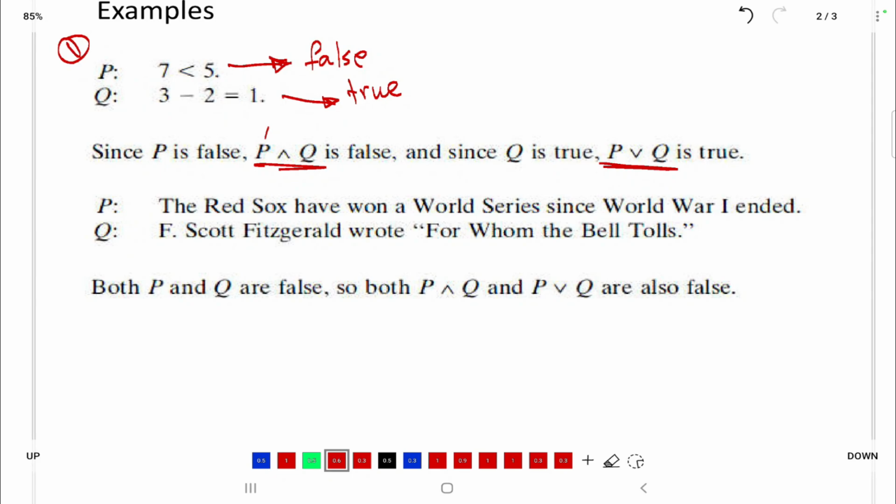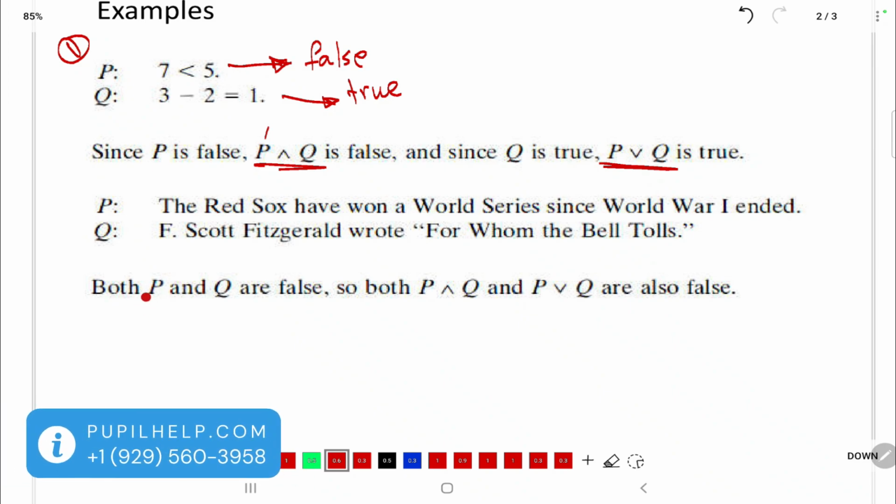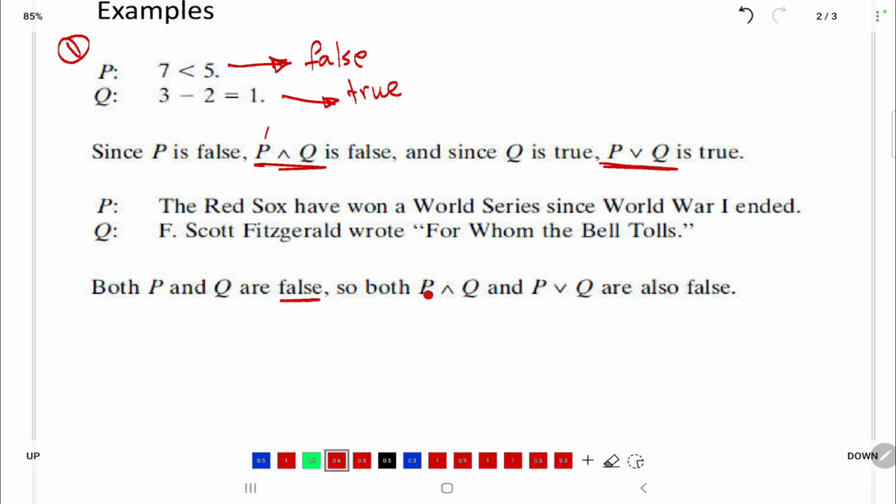Okay, go to another example. P, the event is, the Red Sox have won a World Series since World War I ended. Q, F. Scott Fitzgerald wrote For Whom the Bell Tolls. Okay, now both P and Q are false. So P and Q and P or Q, both of them will be false.